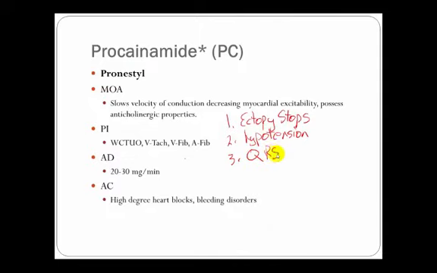QRS widens greater than 50%, or 17 milligrams per kilogram have been given. If any one of those 4 things occurs, you need to stop the procainamide drip or the procainamide bolus: the ectopy stops, the patient becomes hypotensive, the QRS widens greater than 50%, or 17 milligrams per kilogram have been given.